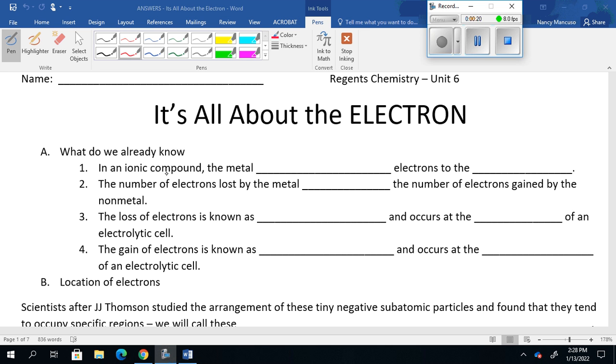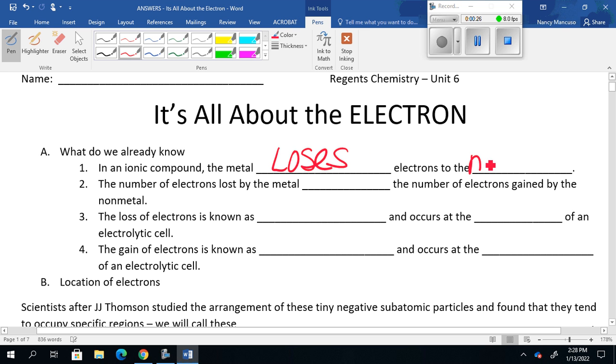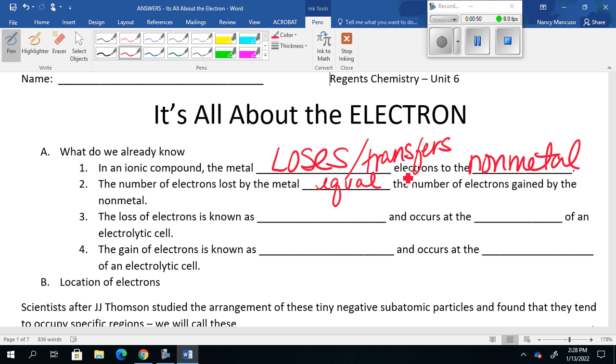So first of all, in an ionic compound, the metal is going to lose electrons to the nonmetal. We call that transferring. So transferring is another great way of saying it. The number of electrons lost by the metal equals the number of electrons gained. Oh, these always have to be equal. So if you lose 2 electrons, your nonmetal is going to have to gain those 2 electrons.